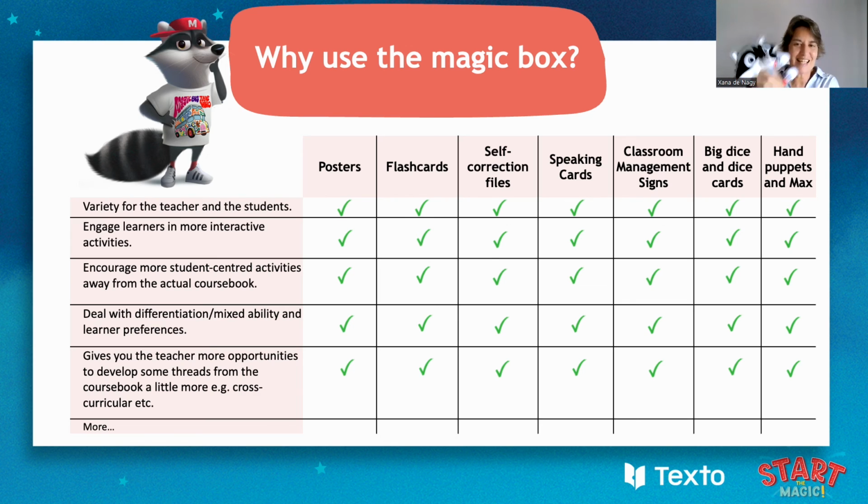A lot of these materials are nice to touch, even just the hand puppet, etc. It's nice taking the children's eyes off the book, off the board, onto something else, engaging them in a more interactive thing, allowing them to have a dialogue together, to play a game together. It doesn't always have to be teacher to students or students to teacher. Also dealing with mixed ability and differentiation. So having things like the self-correction files, the speaking cards, etc., allows the children to work independently in mixed ability groups, in same ability groups, having some say in what they want to work on that day.